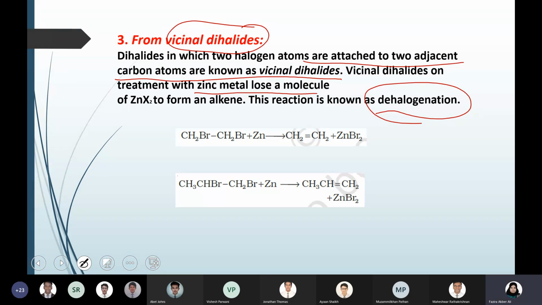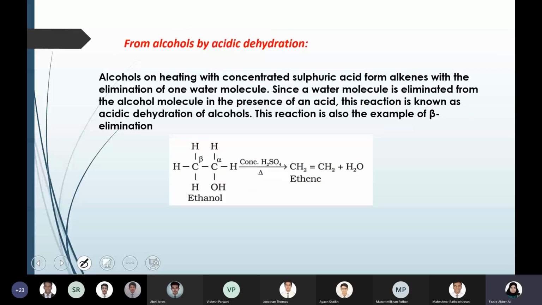There is one last method for the preparation, and with that I will wind up today's session. The fourth method is from alcohols by acidic dehydration. Again, it is exactly the same as dehydrohalogenation, where it undergoes beta elimination. Same thing happens here. The only difference is that instead of halogen, you have an OH group, that means alcohol. So this example and the second example happen in exactly the same way.